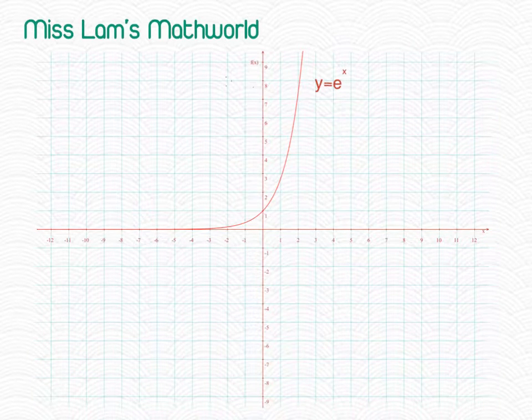Please check the y-coordinate of the function. It is always increasing. And although it is a bit difficult to see, this function will never touch the x-axis, but it is very close to the x-axis. Now please have a look at the y-intercept. For this function, the y-intercept is equal to 1.